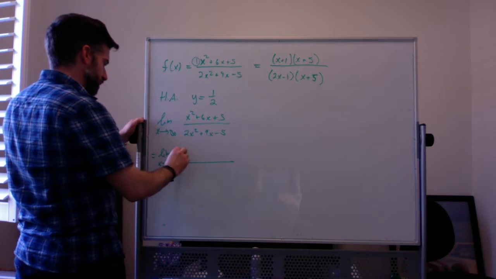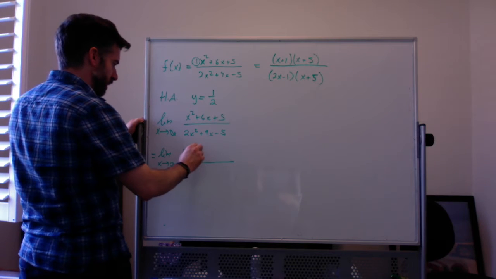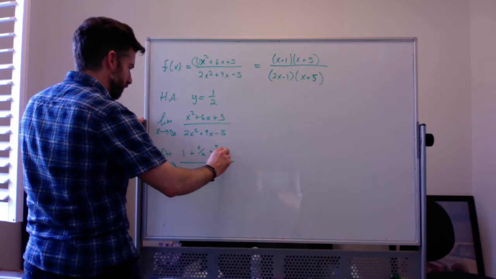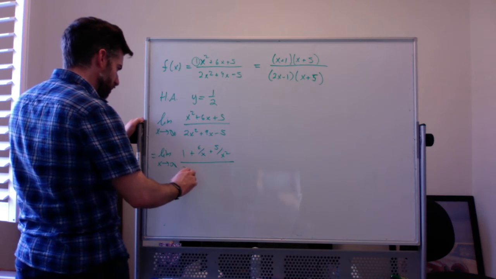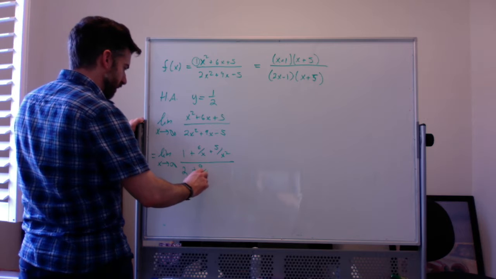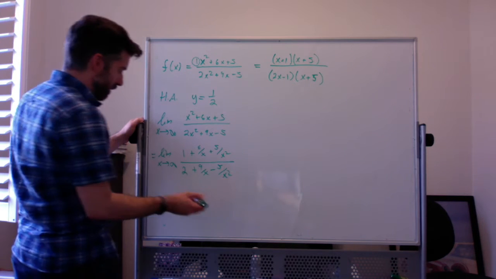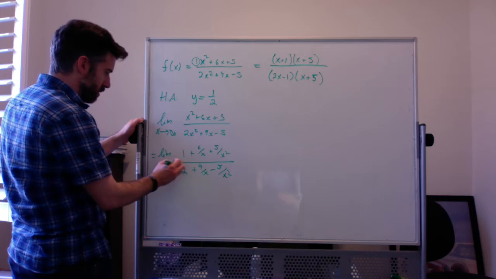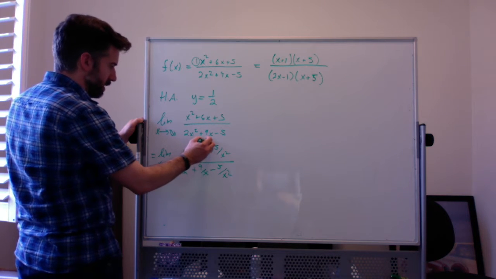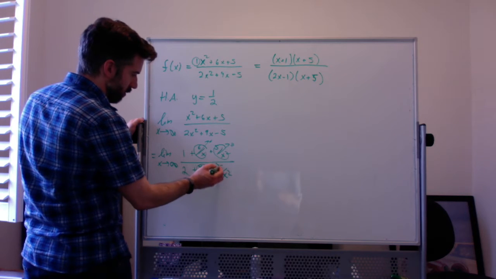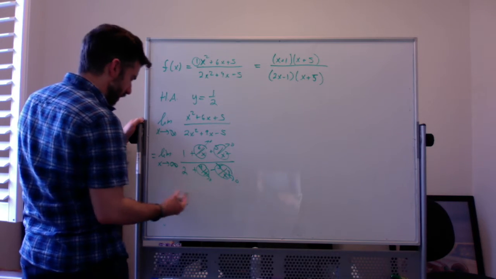x squared divided by x squared is 1. 6x divided by x squared is 6 over x. 5 over x squared is 5 over x squared. 2x squared divided by x squared is 2. 9x divided by x squared is 9 over x. And negative 5 divided by x squared is negative 5 over x squared. Then as x goes to infinity, all of the terms divided by x to some power go to 0. So, yes, we do get 1/2.